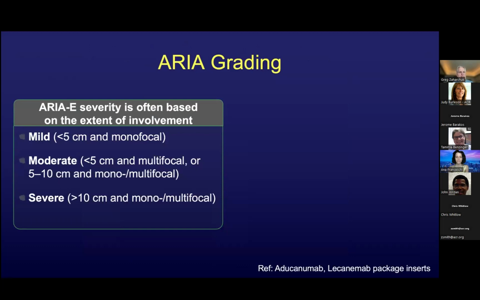So for ARIA-E, mild is less than 5 centimeters in monofocal. Moderate is less than 5 centimeters, but multifocal, or measuring 5 to 10 centimeters in greatest dimension. And then severe is if it's greater than 10 centimeters for a single site. It doesn't really matter if it's monofocal or multifocal.